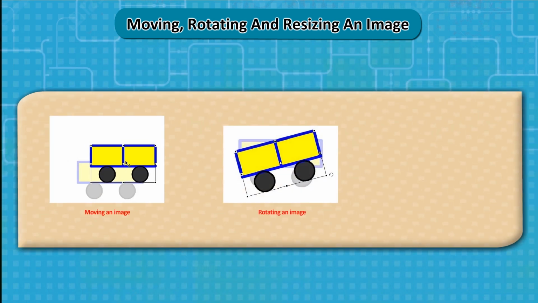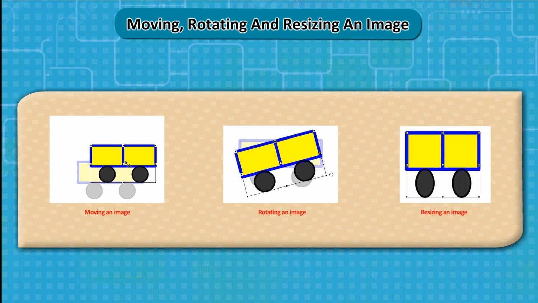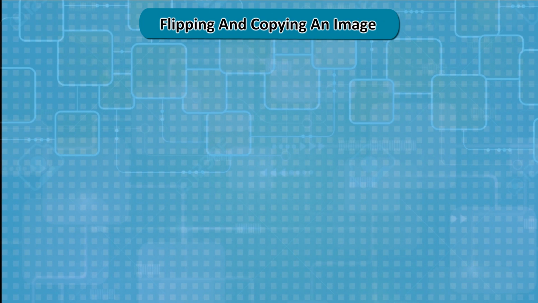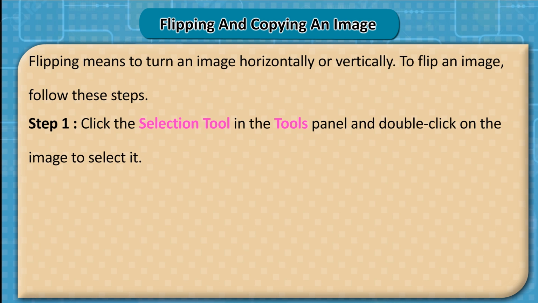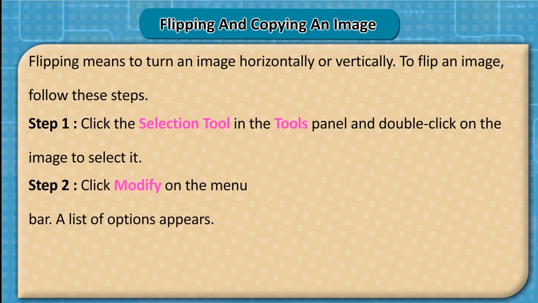Moving an image, rotating an image, resizing an image, flipping and copying an image. Flipping means to turn an image horizontally or vertically. To flip an image, follow these steps. Step 1. Click the selection tool in the Tools panel and double-click on the image to select it.